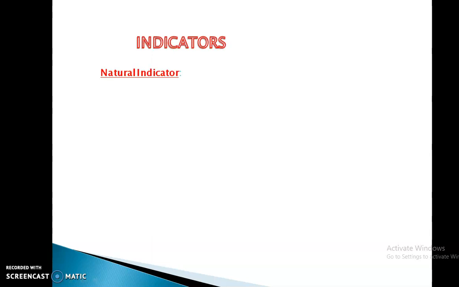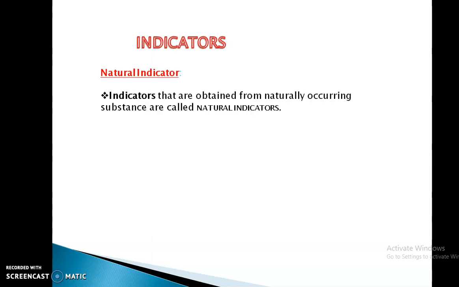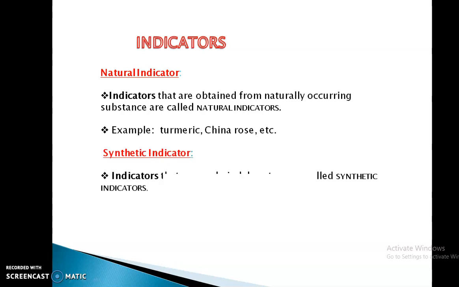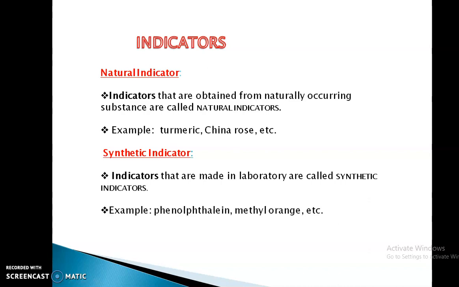Indicators, we have learnt natural indicators. So if the question comes, what are natural indicators? The indicators which are obtained naturally are called natural indicators. Example, we have learned turmeric and China rose. Synthetic indicators are made in laboratories. That's why they are called synthetic or man-made indicators. Example, phenolphthalein and methyl orange.